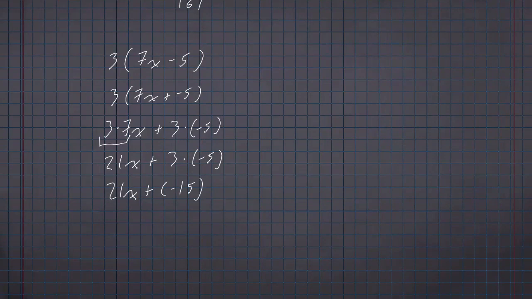And then only after that would we subtract. At this point, because we don't know what x is, there is nothing we can do. I suppose we could rewrite this as 21x minus 15. But because we don't know what x is, we have to multiply 21 times x before we can do anything else. This is as simplified as the expression gets.